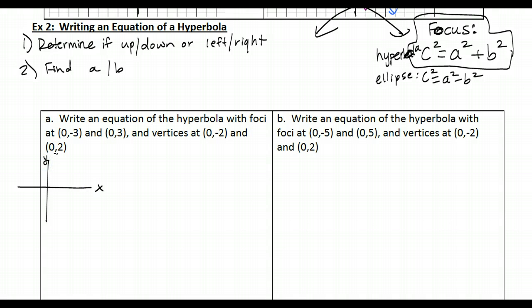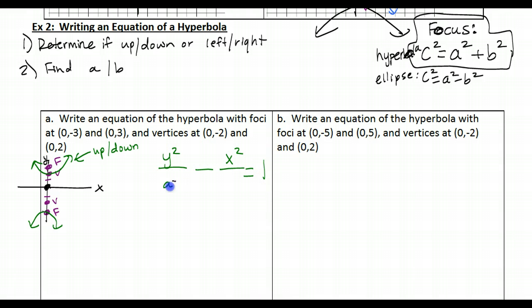So here I've got my foci at (0, 3) and (0, -3), and I have my vertices at (0, -2) and (0, 2). Okay, so clearly I can see this is an up-down graph. And because it's an up-down graph, because my graph always goes towards the focus, also it runs through the y-axis, so the y-axis is going to be the positive one.